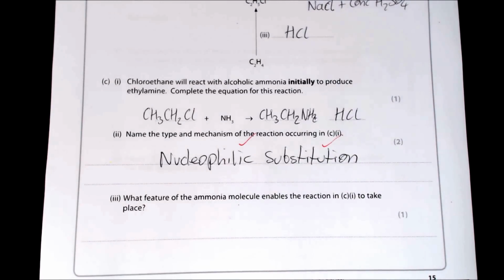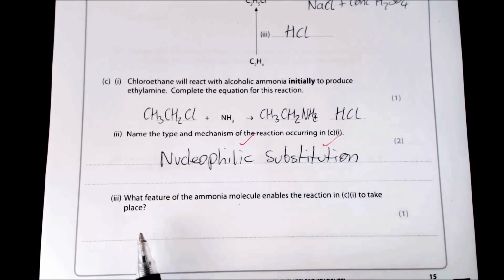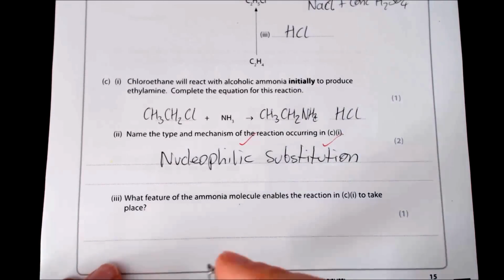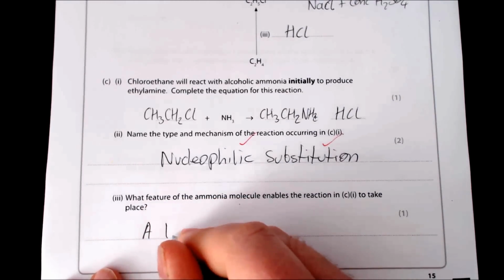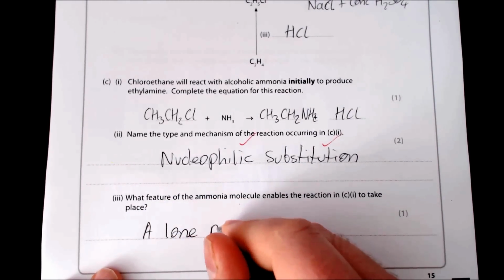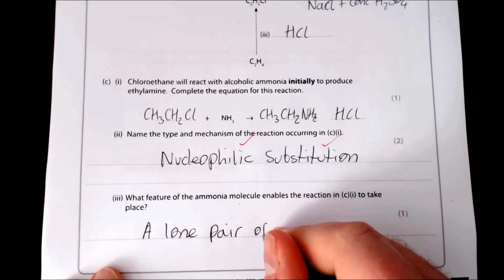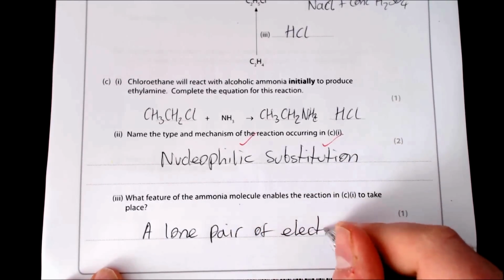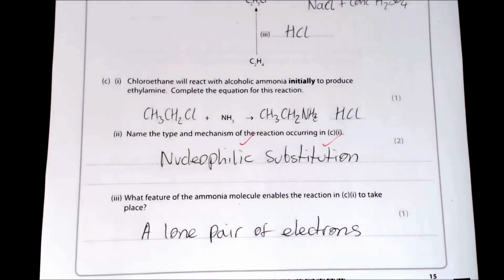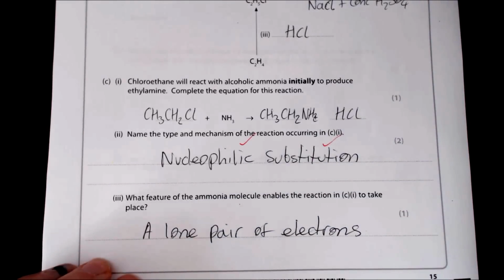What feature of the ammonia molecule enables the reaction C part 1 to take place? We've just mentioned it. It has a lone pair of electrons. So there you go. That's that one there. Right, on to the next part.